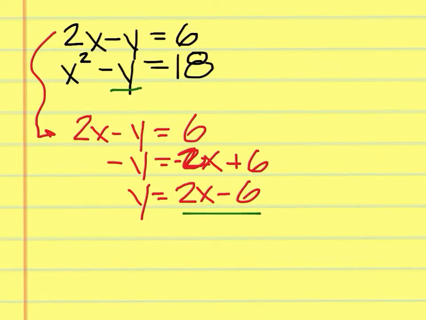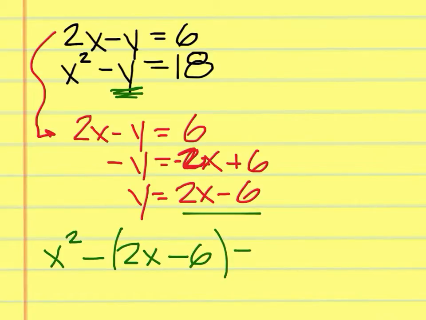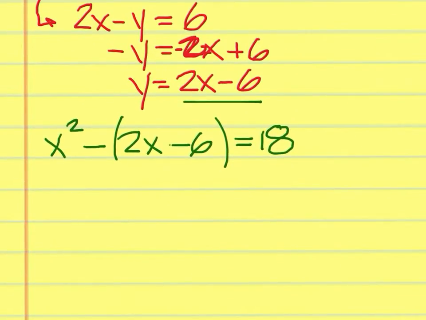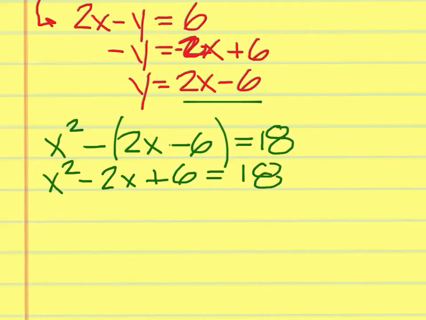So if you come to this equation and put it in for y, it would look like x squared minus the quantity of 2x minus 6 equals 18. To get rid of the parentheses, we would have to use this minus sign and use it as a negative sign. Change the value of everything inside. So it's minus 2x plus 6 equals 18.